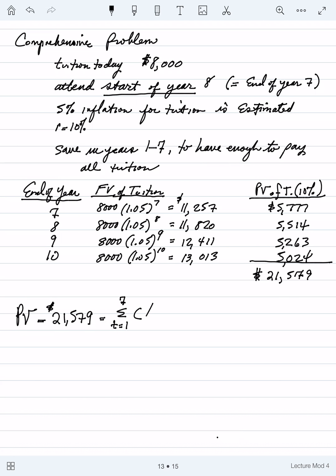And remember you're getting a 10% rate of interest, right? So you've got to go 1.10 to the T. And C is just the annual end of year savings amount for those 7 years. So that's the annual end of year deposit. C has to be 4,432, and here I won't round, and 45 cents. Okay. So yeah, just some more practice there.